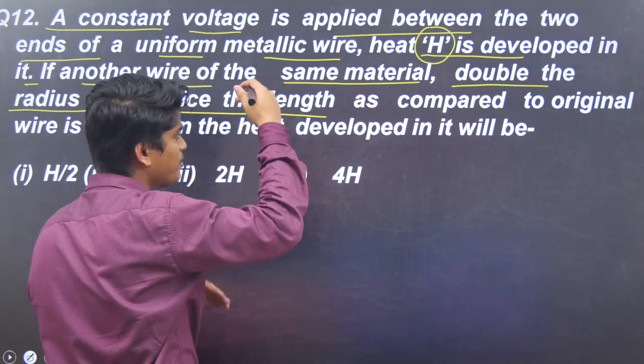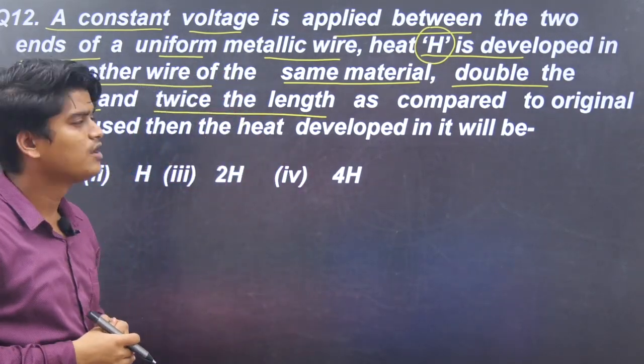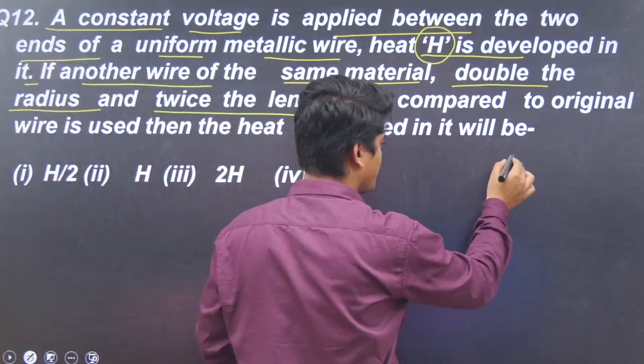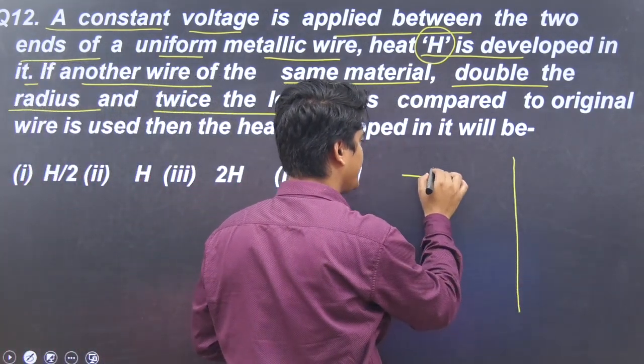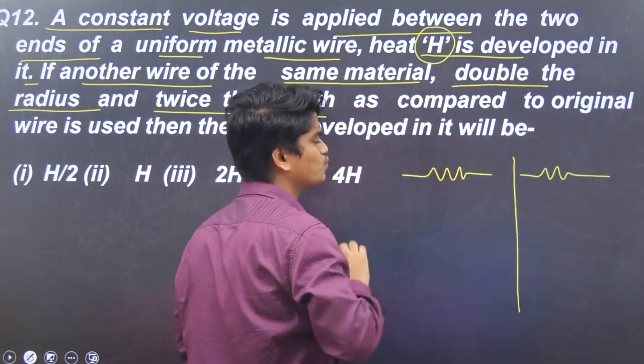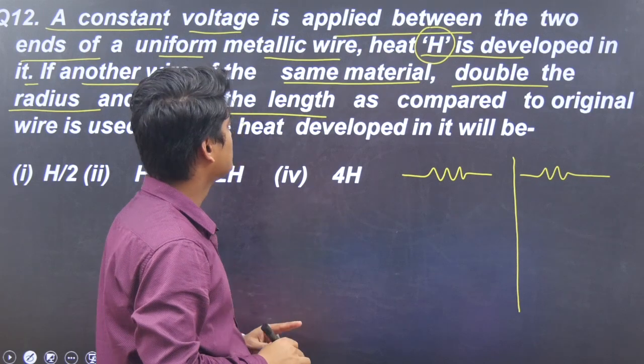Now when this type of comparative question comes, what do you need to do first? You try to understand it in terms of a picture. So first you put one line and make 2 resistors. Here resistor 1, here resistor 2. Now in this resistor, what do you take?